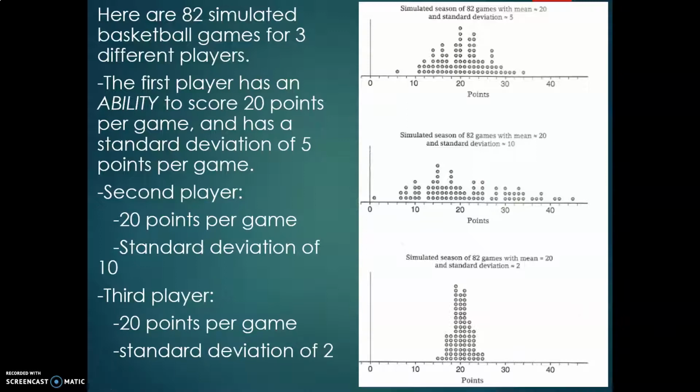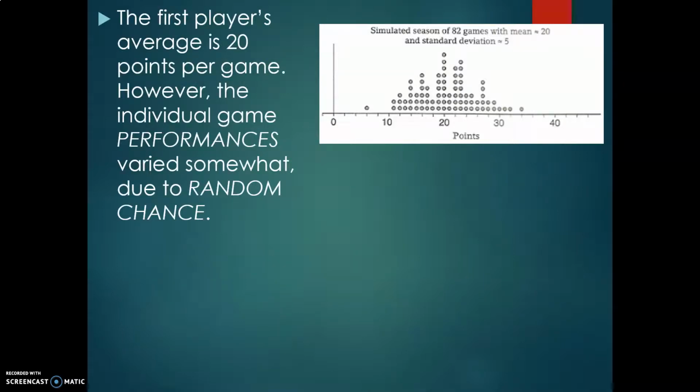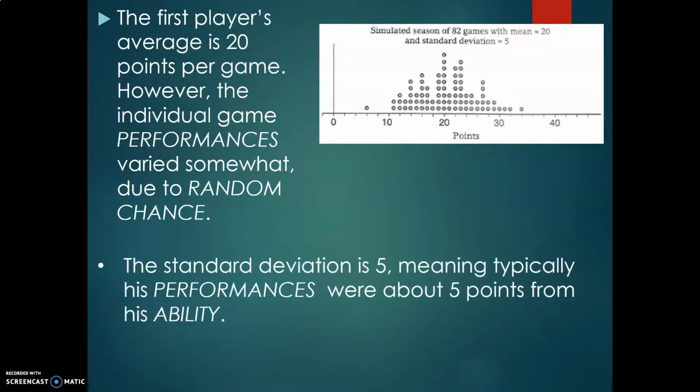So standard deviation shows us how spread out our data is. Let's take a look at each individual one. Player number 1 has this 20 points per game average, but look how spread out he is due to random chance. We have values all the way up at 34, and values all the way down to 6 points per game. So they're pretty spread out. That 5 means that on any average night, he scores 5 points away from that average.